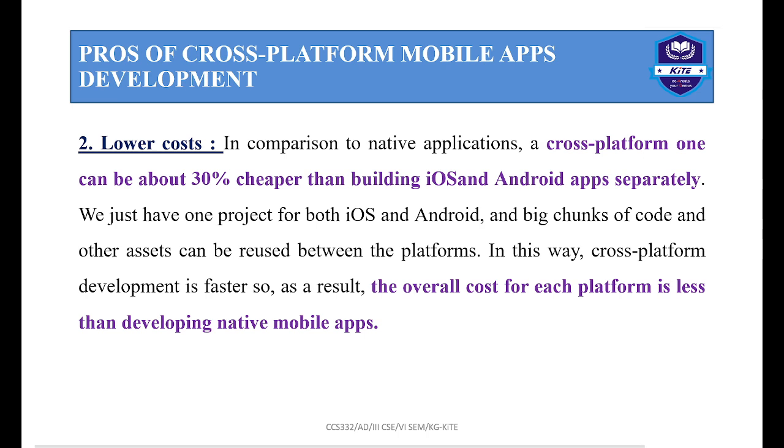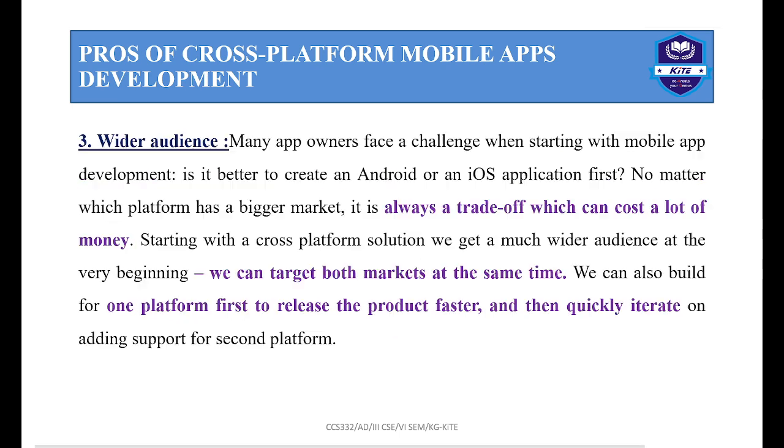Second is lower cost. When compared with native applications, a cross-platform one can be about 30% cheaper than building iOS and Android apps separately. We can have just one project for both the iOS and Android app, and big chunks of code and other assets can be reused between the platforms. So the development is faster and the overall cost for each platform is less compared with native application development.